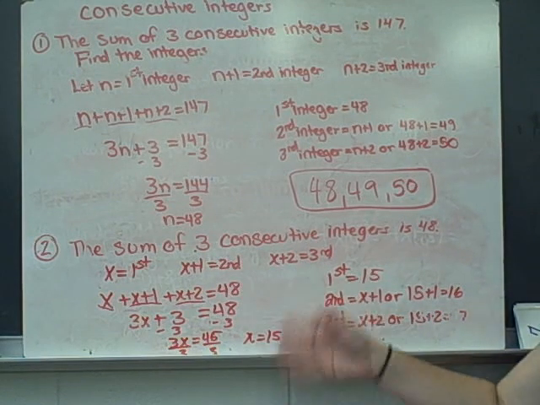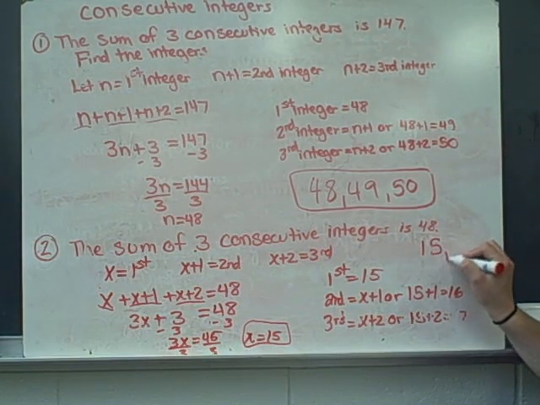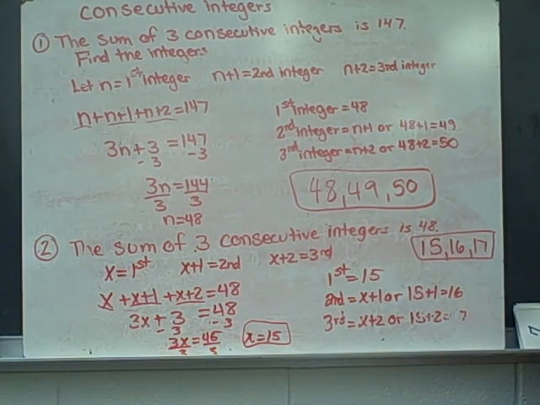Okay, if you were to solve out that equation, you would find that your first integer is 15. Well, if my first integer is 15, my second integer consecutively would be 16 and 17. So 15, 16, 17 would be your answer.